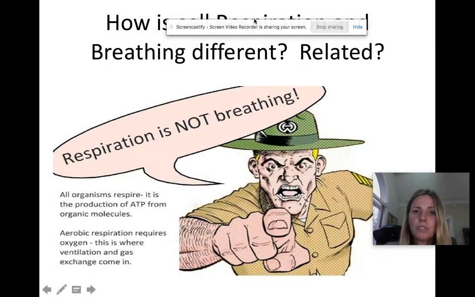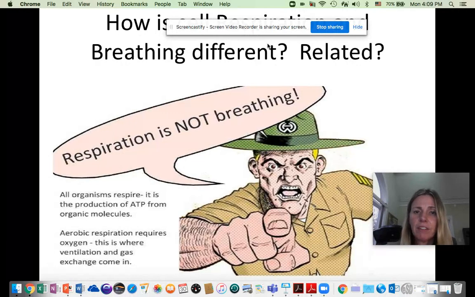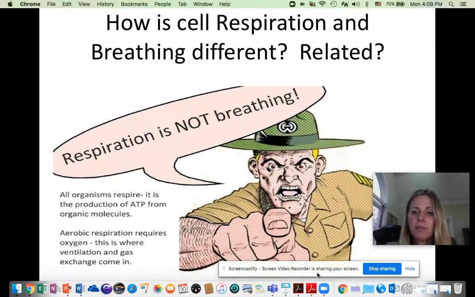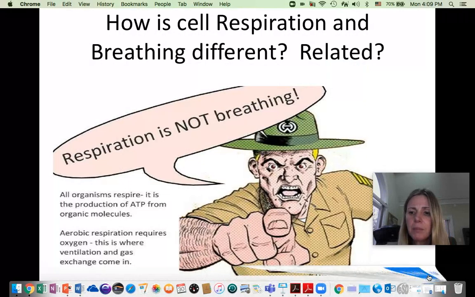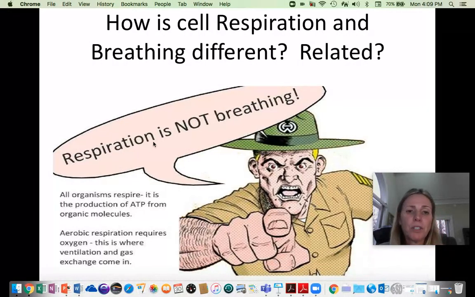All right, so just like a drill sergeant in biology, we have our little pet peeves. How are cell respiration and breathing different, and how are they related? Respiration is not breathing, hence the 2 different words. Respiration is the production of ATP, which is cellular energy, which is what we need to keep all our cells alive and, of course, us alive. Breathing is the exchange of gases. For organisms like ourselves, gas exchange happens inside our lungs. For single-celled organisms, it happens at the cell membrane. For fish, it'd be at the gills, and amphibians do it through the skin.